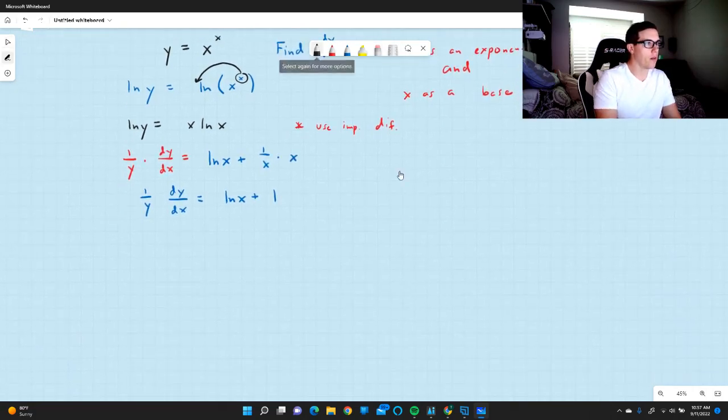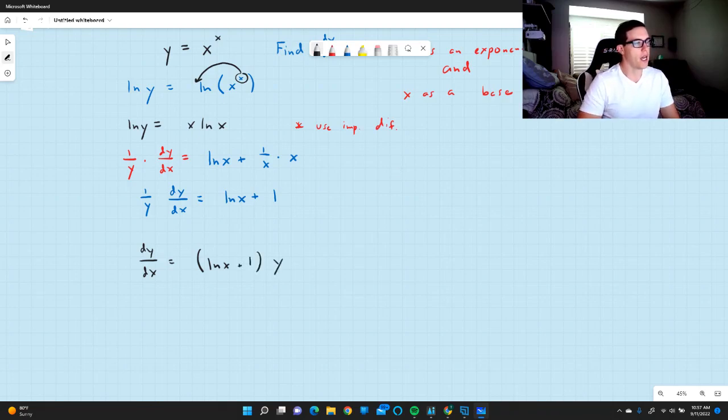So the thing about this is once you get dy dx by itself, you multiply over the y, and you'd have natural log x plus 1 times y. And this answer is not great for one reason. The original problem started as an actual function. Look, y was isolated. We had this defined explicitly, where x's were all on one side and y was isolated on the other. So I would like to get this without y in your answer at all. So how do we get rid of y?